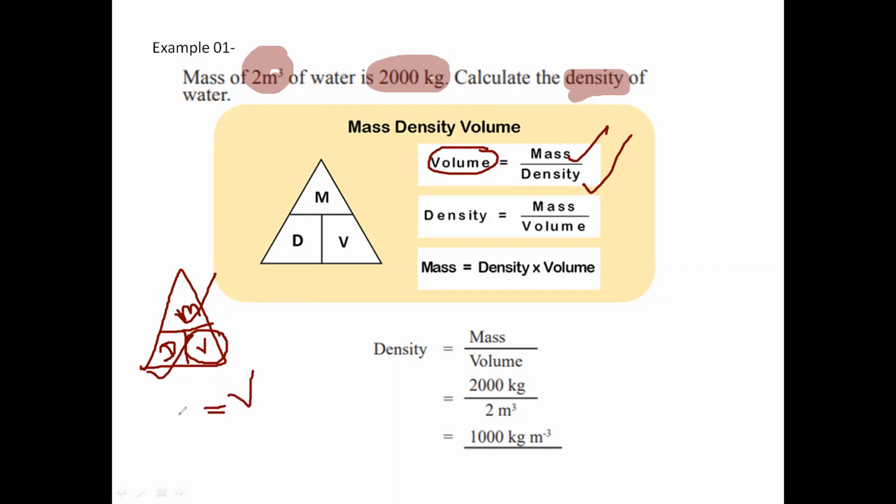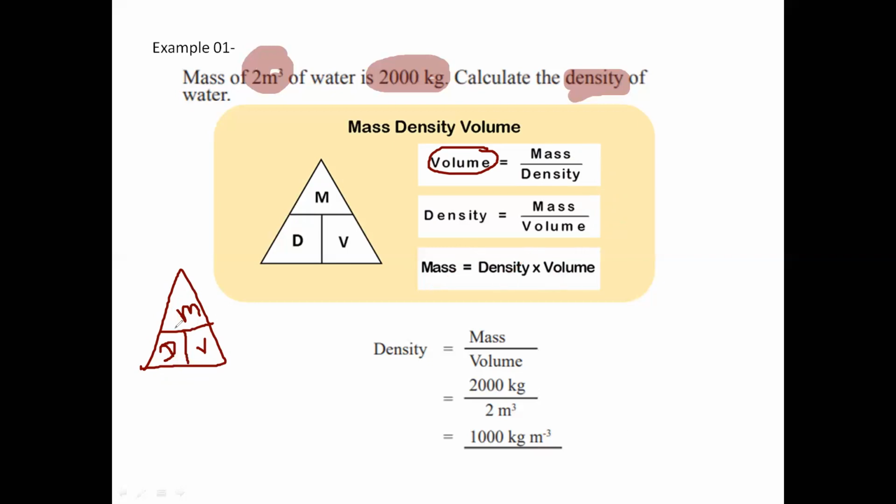V is equal to mass divided by density. If you want to find the density, you have to divide M by V, mass by volume. You know that one also now. If you want to find mass, how can you do it? If you know the density and volume, you have to multiply those two. Right? This is the one: density into volume.